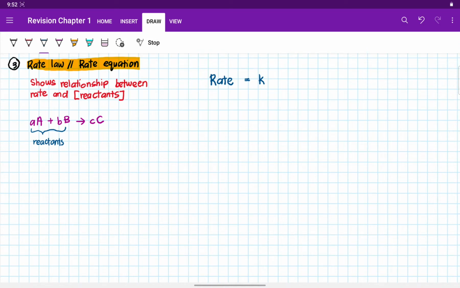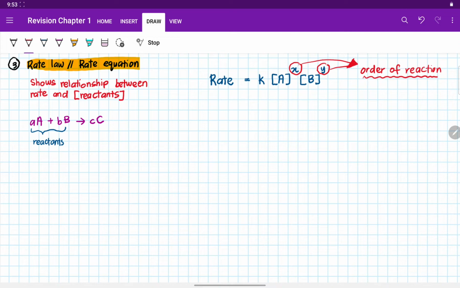Okay, so apa yang awak akan tulis? So, k, concentration of A to the power of x and concentration of B to the power of y. So if you can see over here, I use x and y instead of a and b. Why? Sebab apa? x dan y dekat sini, kuasa dekat sini, dia tak ada kaitan langsung dengan koefisien dekat sini. So, the x and the y over here, this is what we call as the order of reaction. And as you know, this order of reaction dia tak ditentukan berdasarkan kita punya balance equation.